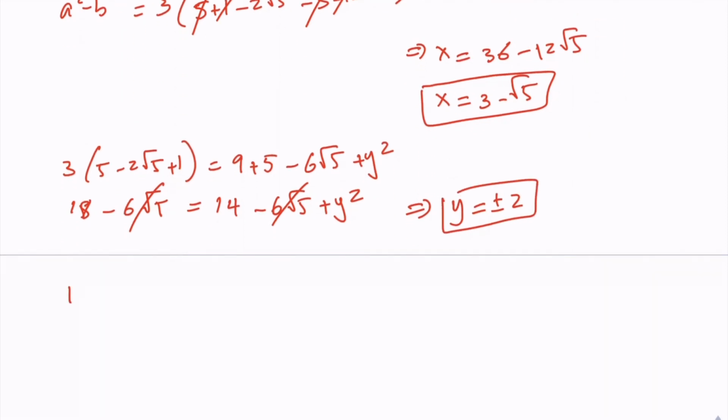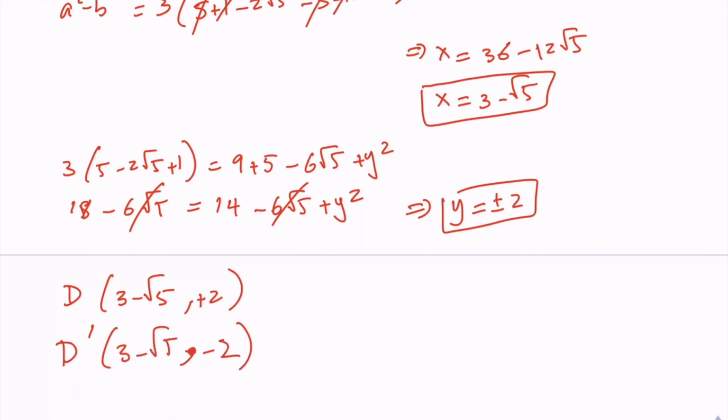So point D is 3 minus root 5 and positive 2, and point D prime is 3 minus root 5 and negative 2. So in contrast to what I thought, there are actually 8 points that can be the third vertex of this triangle, not 6 points. And this way we solve the problem.